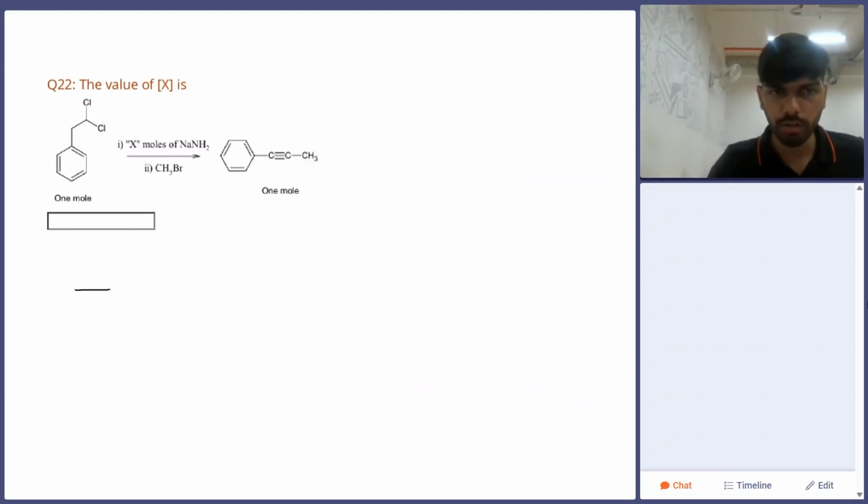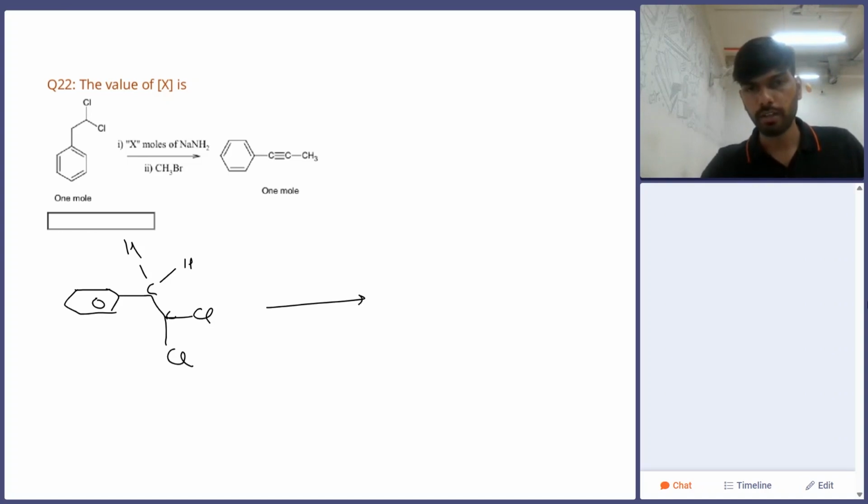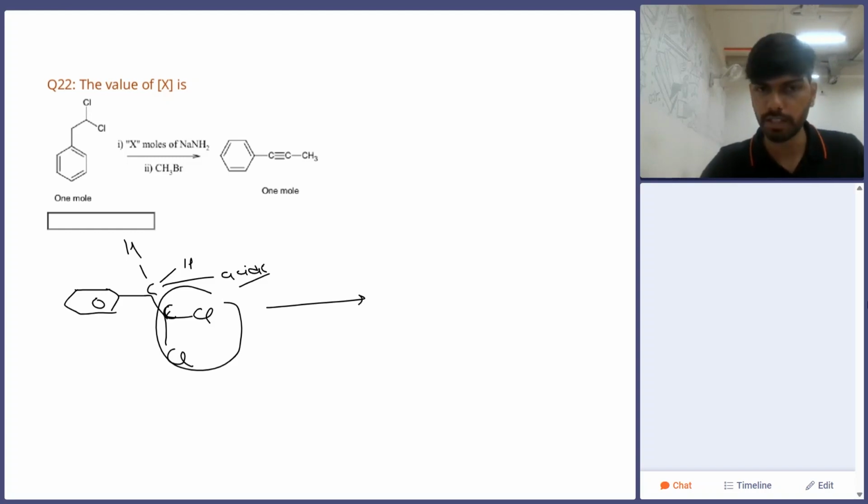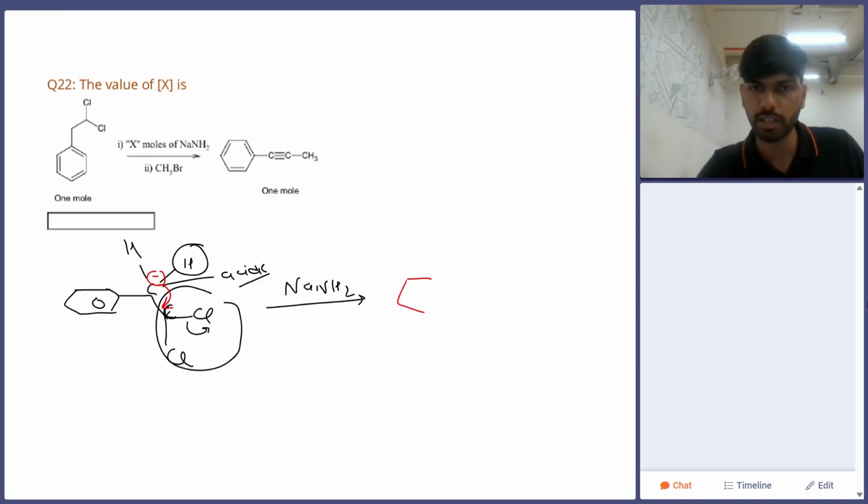The value of X here, very interesting. Now look at it here. This carbon has 2 hydrogens. With respect to this carbon, this group is acidic in nature. Now if we take NaNH2, it's a strong base, so it will abstract this hydrogen. If it abstracts, this chlorine will leave its position. When this chlorine leaves, this carbon gets a minus charge and this electron transfers here.